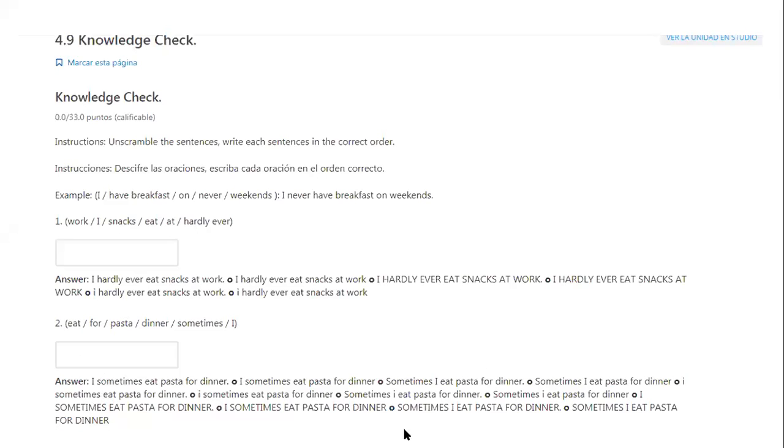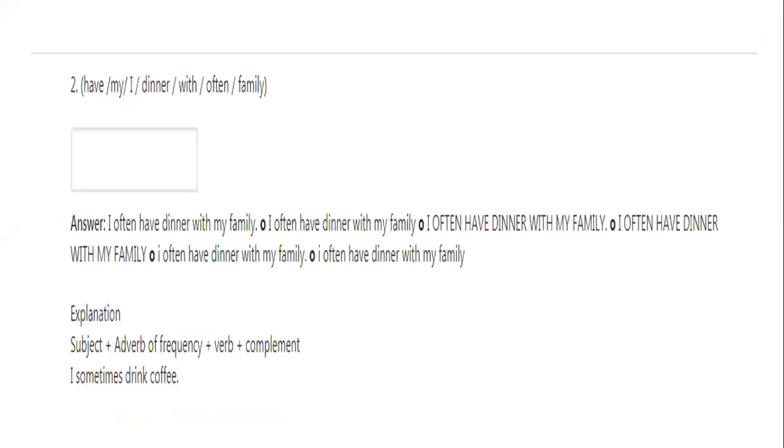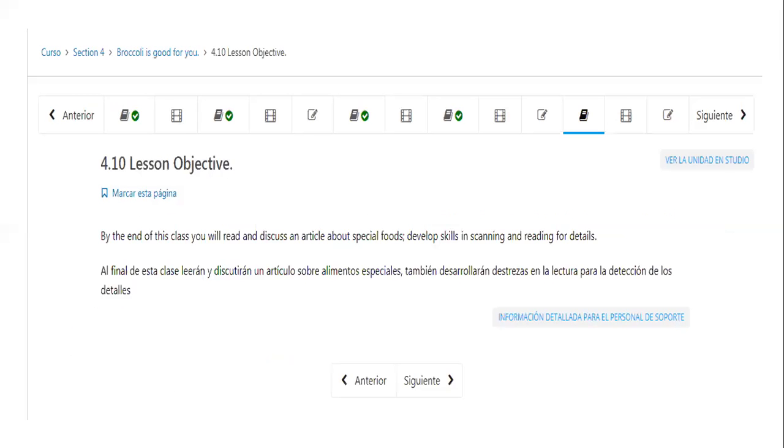Number three, so let me see if it can advance. Let's see. I often have dinner with my family. Number two. And the next one is I sometimes drink coffee. You have again the explanation of the structure. Subject plus adverb of frequency plus the verb plus the complement. But remember that when it is the verb to be, the structure changes a little bit. So for tomorrow, we are going to continue with the 4.10 lesson objective in order to complete this section number 4.